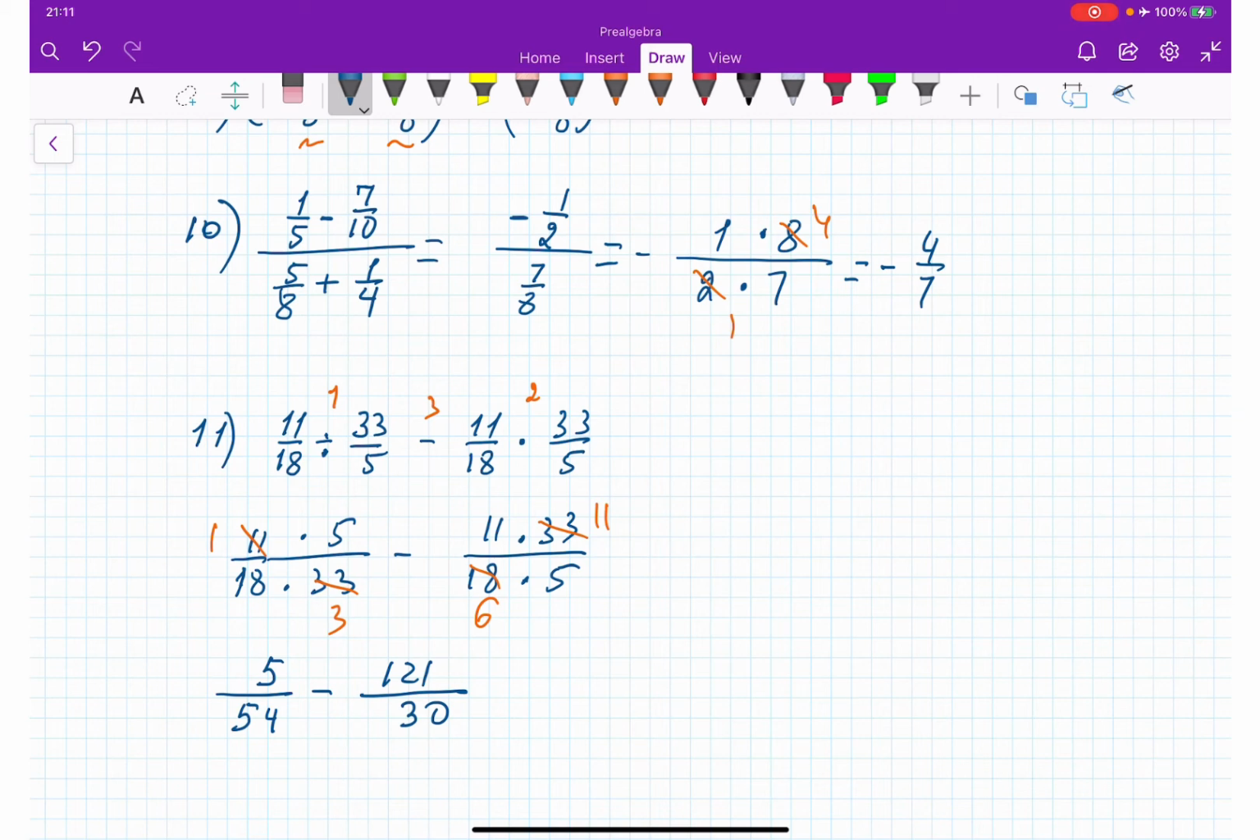Okay, what is going to be the common denominator for 54 and 30? So it's going to be 270, because 270 divided by 54 is 5 times, and 270 divided by 30 is going to be 9 times.